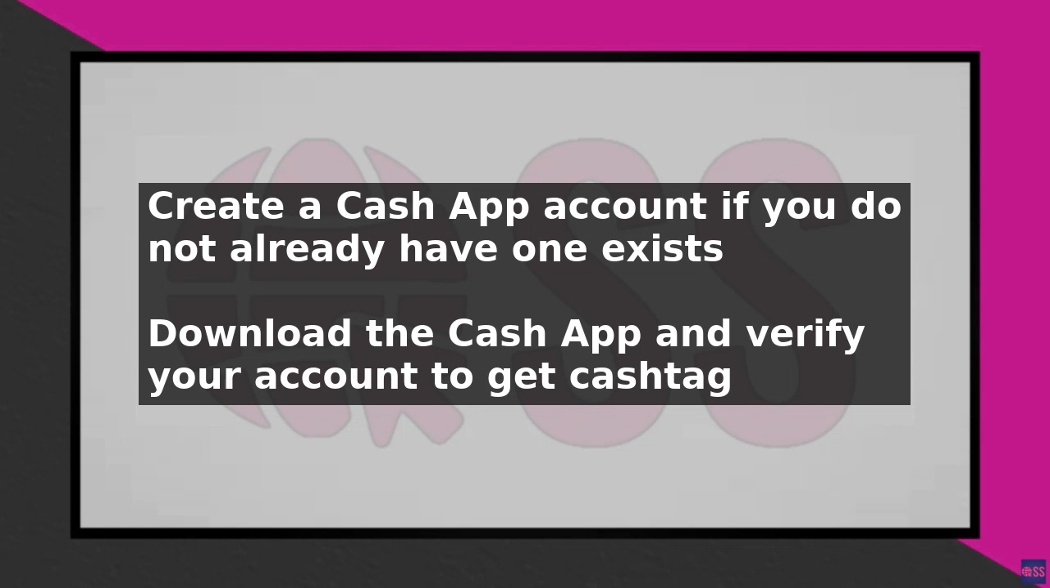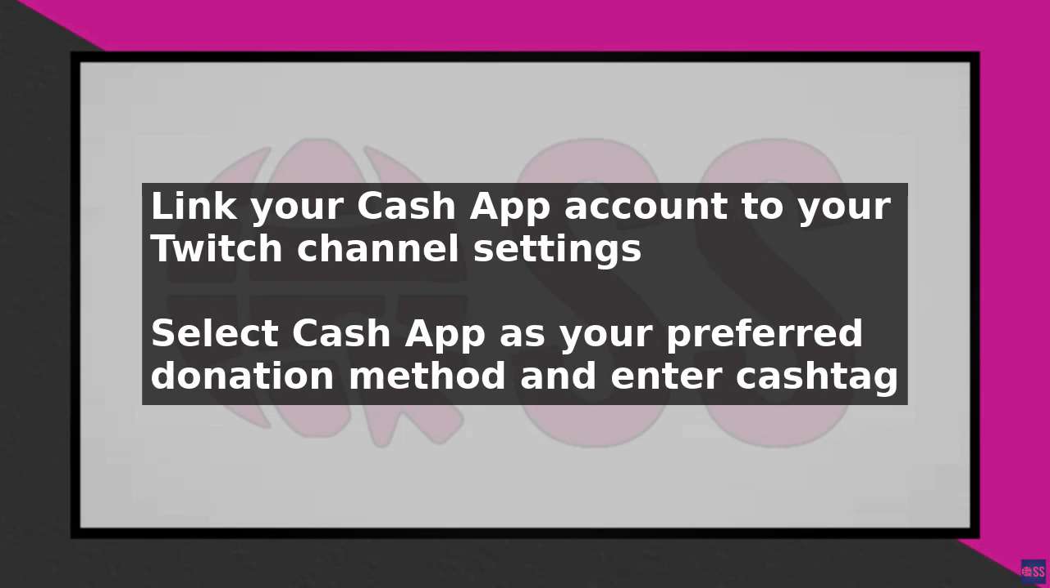Once you have verified your account, you will receive a unique Cash App tag, which is also known as a cashtag. Next, you need to link your Cash App account to your Twitch channel. To do this, log into your Twitch account and go to the channel settings. In the channel settings, you will find an option to add a donation link. Click on this option and select Cash App as your preferred donation method.